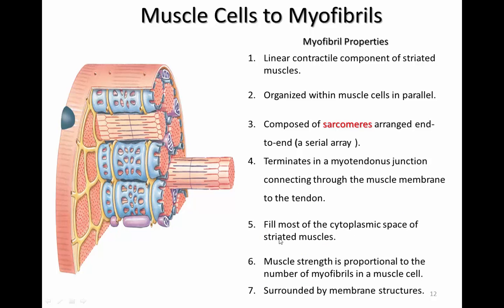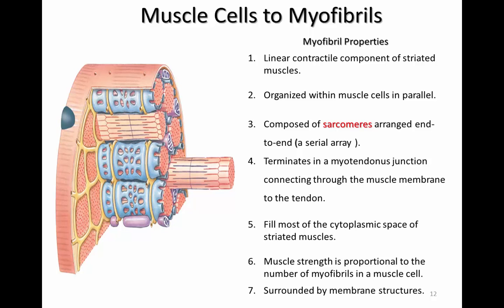They fill almost all of the cytoplasmic space in a striated muscle, which means that some of the organelles are pushed out to the periphery, like the nuclei, and you can see some mitochondria pushed out to the periphery. That's because almost all of the space is taken up by the myofibrils.